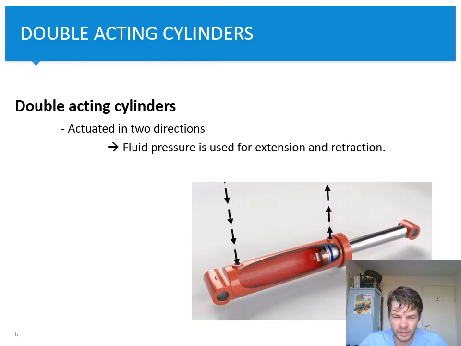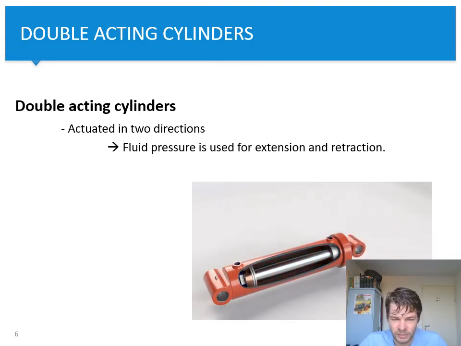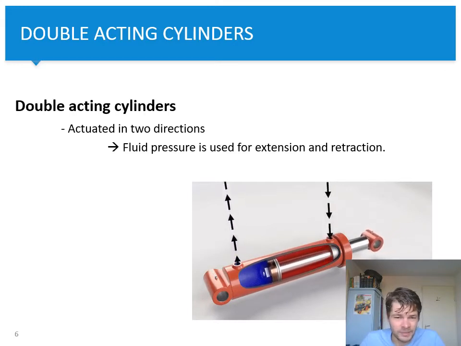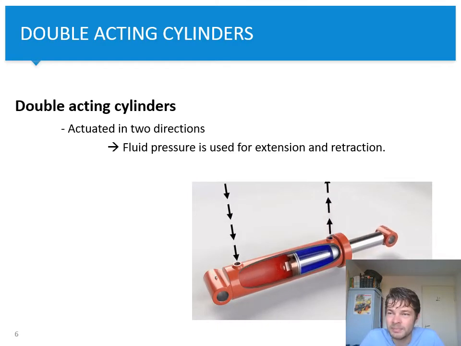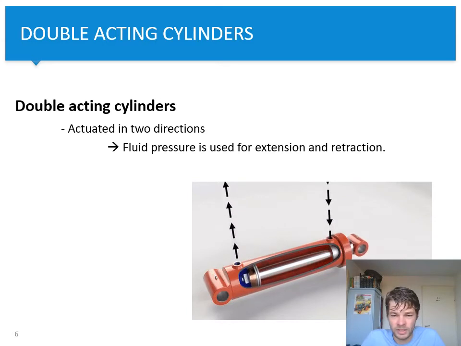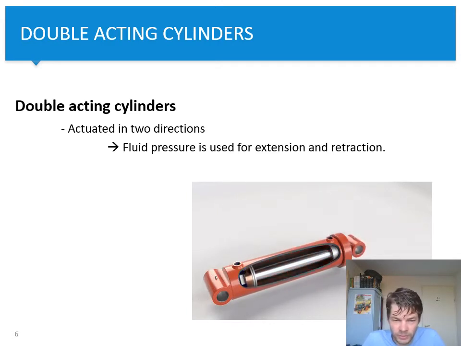Like you can see over here, pressure is on the head side of the piston, and on the rod side of the piston as well. Okay, so these are the main cylinders, and there are many varieties to these, but these are the most important ones. And usually any other cylinder is just an intelligently tuned double acting or single acting cylinder.